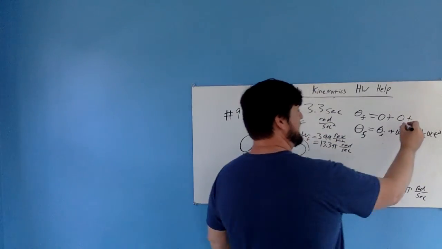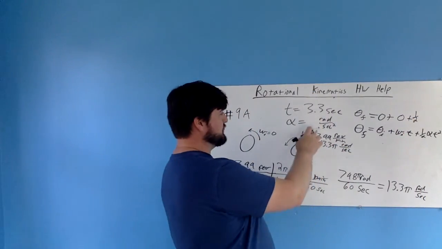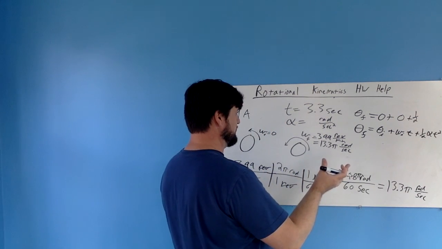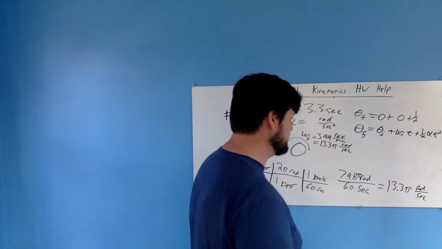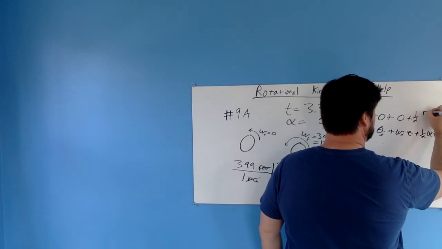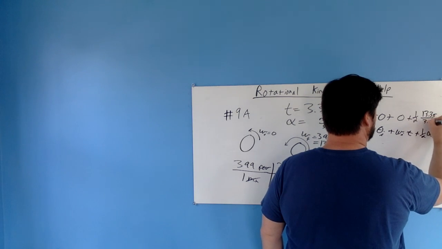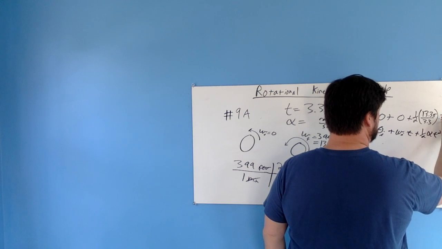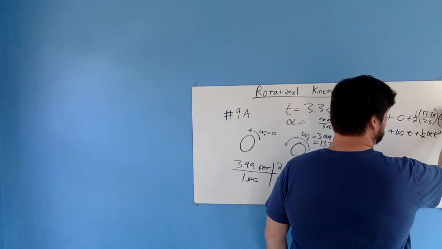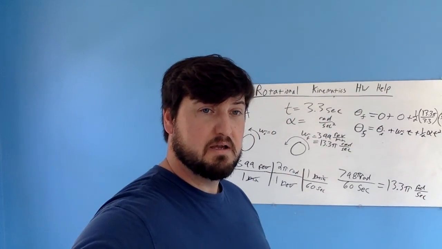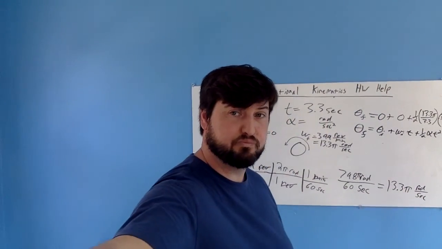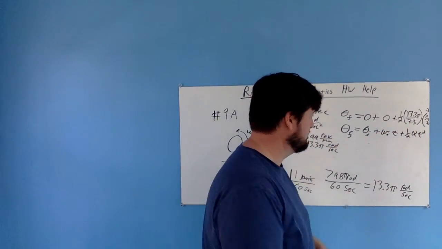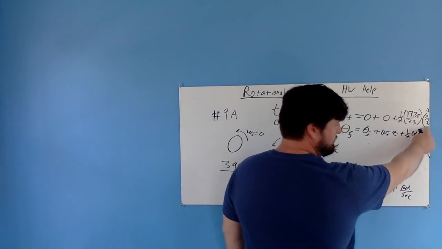So all we have to do then is 1/2 times our alpha, which we found in the last problem, so you can use it here. It ended up being 13.3 pi over 3.3 seconds, right? And then times your time, which is 3.3 seconds. But this one has to be squared, okay? You've got to square that term. One of your 3.3s is going to basically cancel out, because you've got one on the bottom and two of them over there.